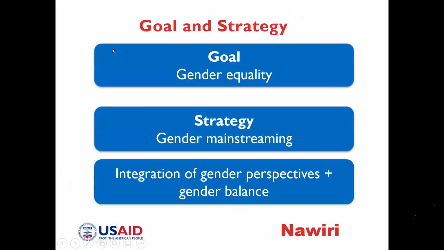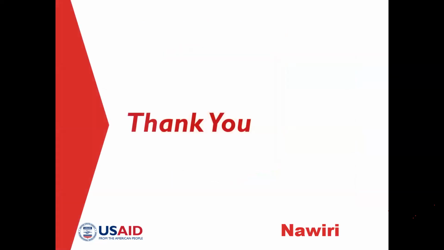Finally, this is my final slide. We are coming from our goal, which is gender equality. The way to get us there, our strategy, is through gender mainstreaming. The 7 steps have taken us through, and integration of gender perspective and gender balance into all that we are doing. Thank you so much, and Joy, back to you.